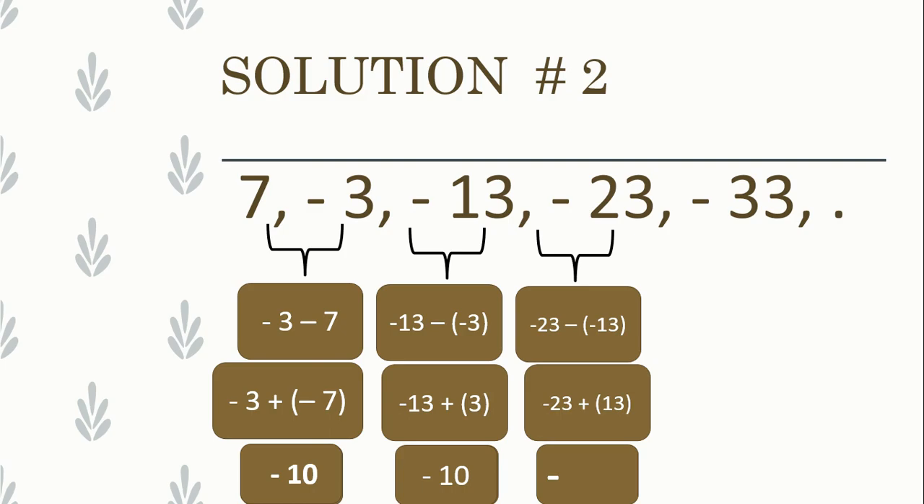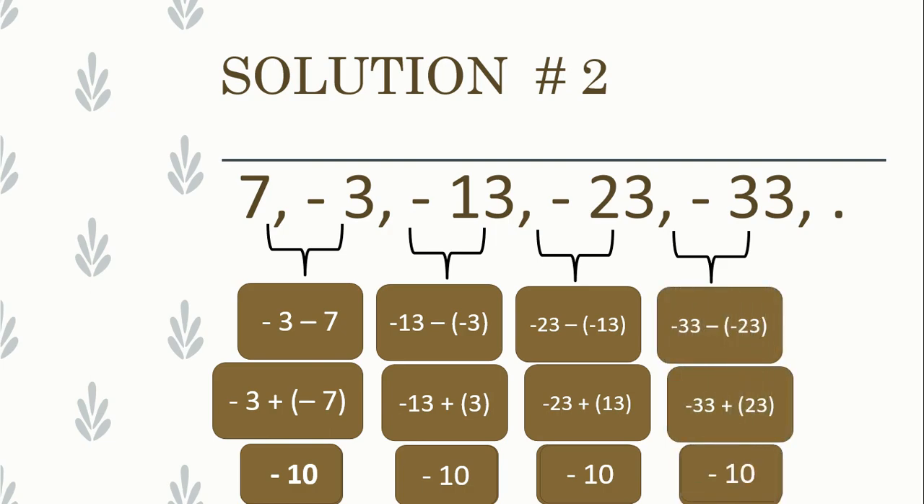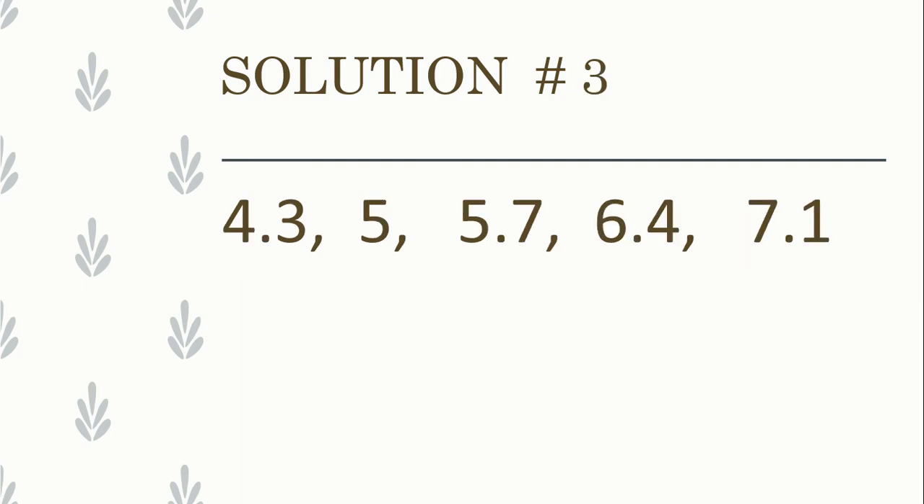The absolute value of negative 23 is 23. The absolute value of 13 is 13. So 23 minus 13 is 10. Then, indicating the sign, that will become negative 10. And the same process will be done in the next consecutive terms. So as you can see, we have common difference of negative 10. Number 3. The given sequence is 4.3, 5, 5.7, 6.4, and 7.1.